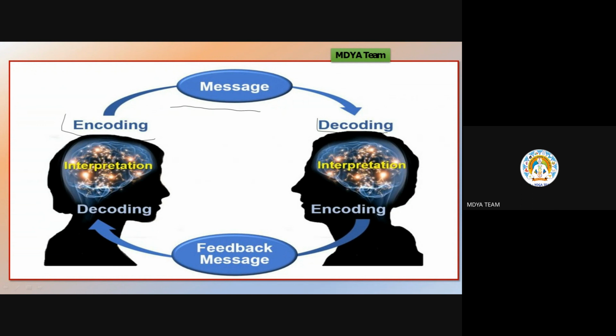It means the receiver understands the message received, figures out what it means, analyzes the message, and then gives the feedback. For that feedback he needs to encode, so there is again encoding. After encoding, he sends the feedback message, and then the sender receives the feedback and decodes it. Clear?